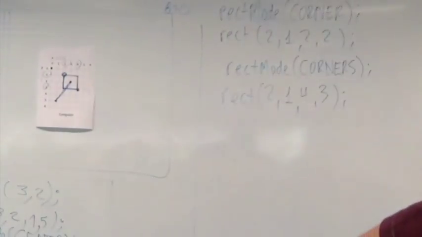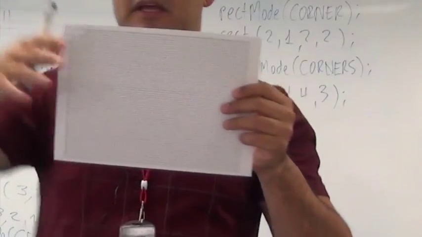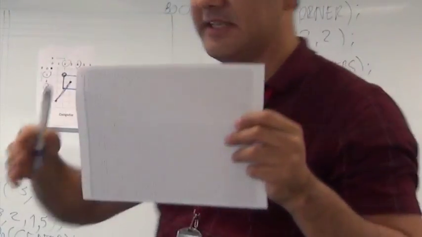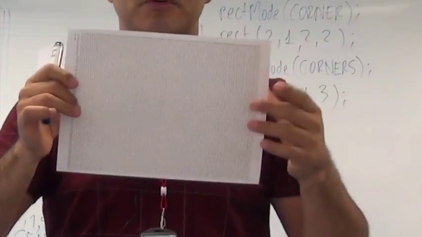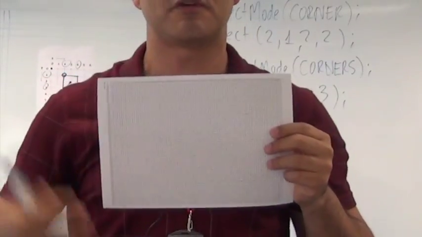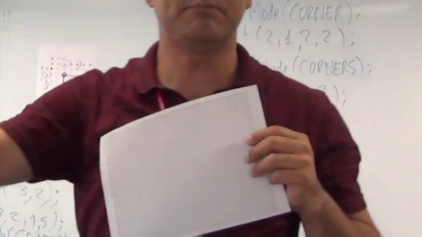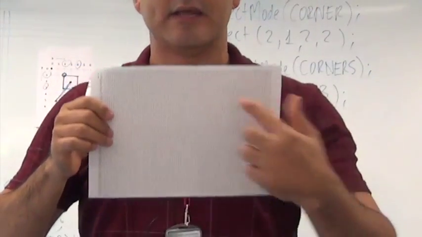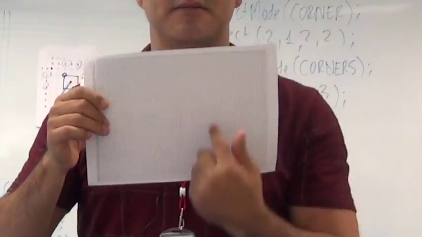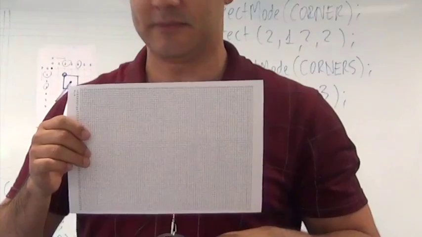I want you to get the piece of paper. This is a 800 by 600 size window. And you have to make a drawing here combining the instructions of rect, ellipse, line, point, everything we have seen to be able to make a drawing here. That's part of your work, and we're going to start doing that today.